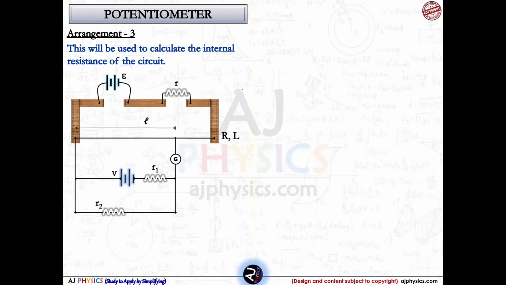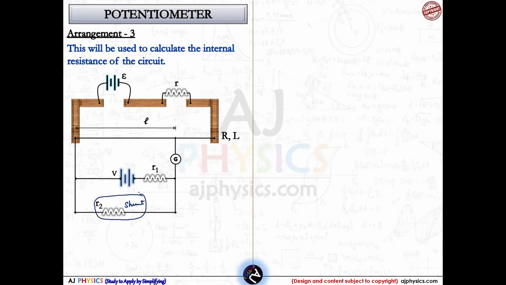Alright, now this is the arrangement 3 in which we actually have to calculate the internal resistance of the circuit. So this resistance is basically the internal resistance of the circuit. Just keep this in mind for the while, and when you start doing the questions you can change your symbols whatever you want. Now this circuit is very important as we'll be using TPD in the lower circuit, and the TPD is actually the terminal potential difference. Okay, so this will be the shunt resistance used here.